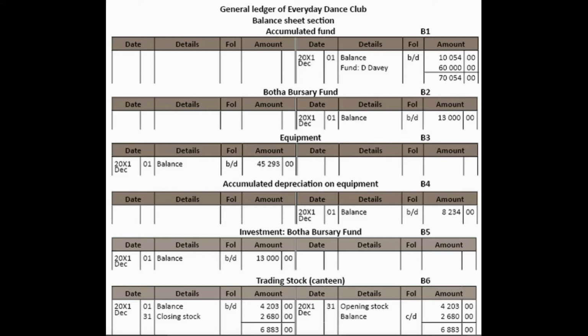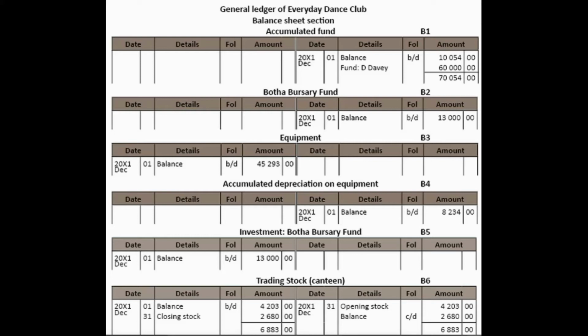Okay, 4203. And then the adjustment for the closing stock, what was that? It was adjustment number 3, stock on hand. You know what the double entry is. You credit closing stock and you debit trading stock. So that is where that closing stock 2680 comes from there on the debit side. Closing stock 2680. All right. So then you've got your entries on the debit side and on the credit side, and then you can just balance that, and the balance will be your closing stock 2680. That is the balance in that account.